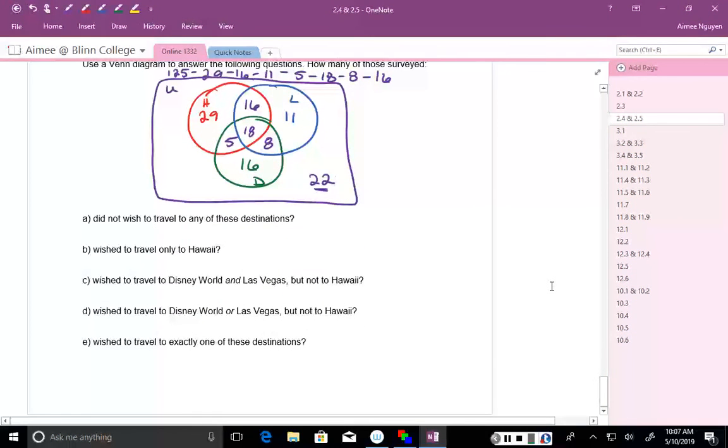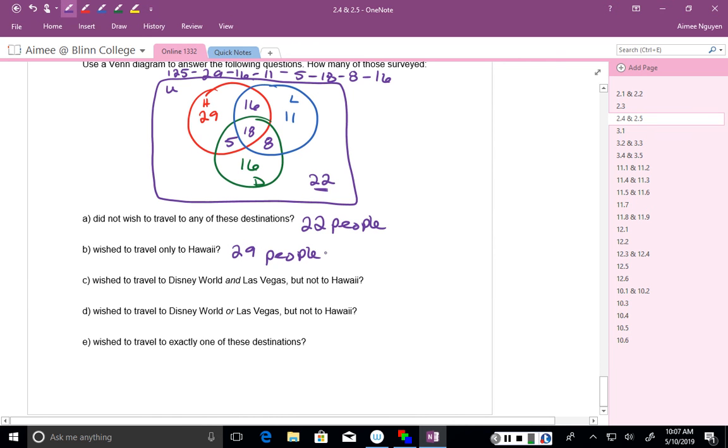Now that I have my Venn diagram, I can answer my questions. So part A, how many people did not want to go to any of the destinations? That's that last number that we found. So this was 22 people. How many people wish to travel only to Hawaii? So only Hawaii. They don't want to go to Las Vegas. They don't want to go to Disney World. They only want to go to Hawaii. That was the 29 people.